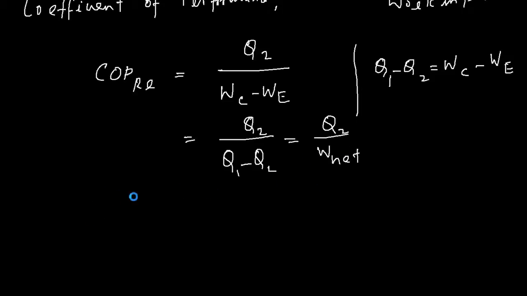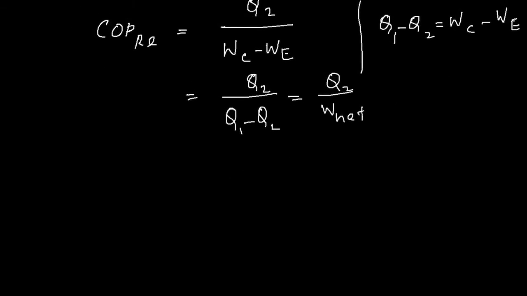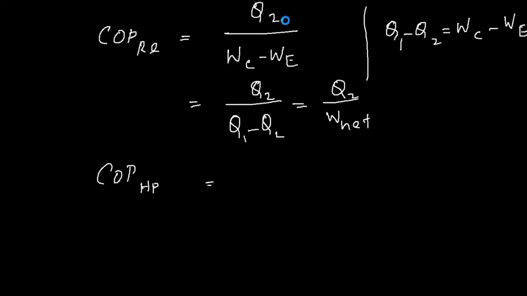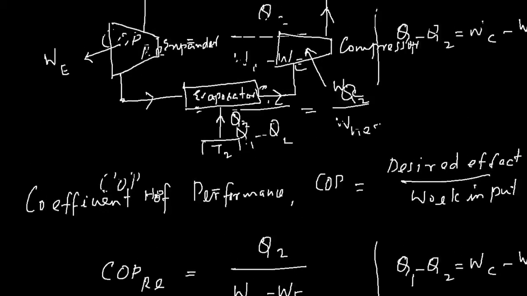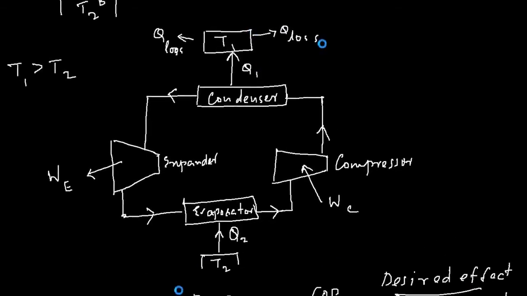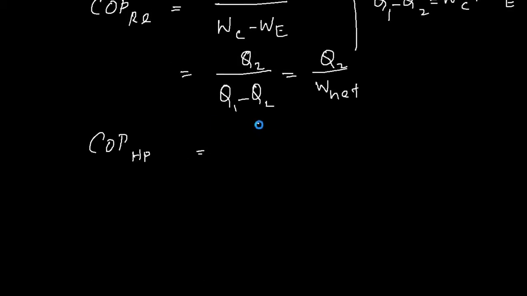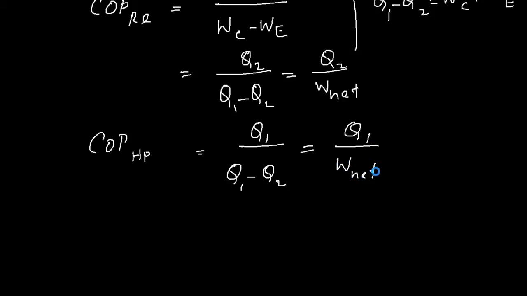And in case of a heat pump, there is only a slight difference. The COP of a heat pump will be equal to, instead of Q2, you will need to maintain this heat, and therefore this is the desired effect for a heat pump. So the COP of a heat pump becomes Q1 over Q1 minus Q2. Again, it's the same work, compressor work minus expander work, that's the same thing, Q1 minus Q2, and you can see that is Q1 over W net. You can also write it like this.